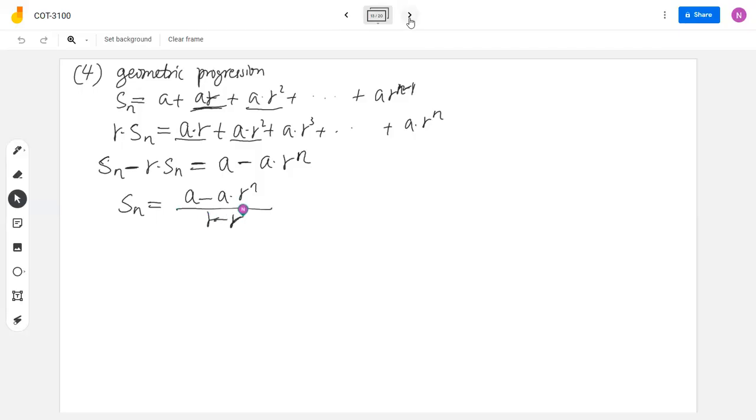Okay, so it seems we are done. Wait a second. We can do this only if 1 minus r is not 0. That means r is not 1. So we have to be careful that r is not equal to 1. What about r equals 1? R equals 1 turns out even easier, because r equals 1 means Sn is a plus a plus a plus a plus a. Every term is just a itself. So it's n times a if r equals 1.